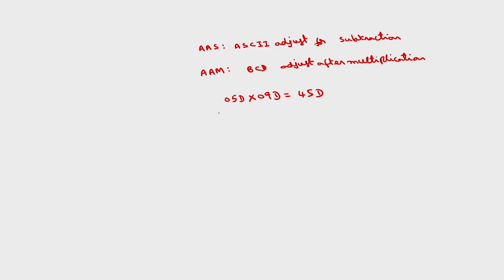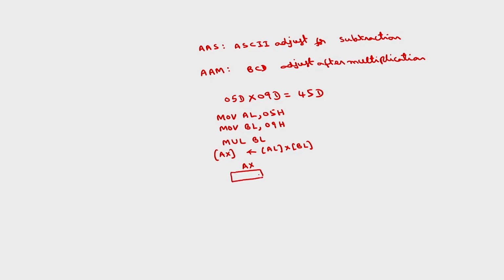Now, to perform this multiplication I will take one of them into AL, 05, but even though I have given decimal, by default it will be taken as hexadecimal. Similarly, if I write MOV BL, 09, it will be taken as hexadecimal. If I write MUL BL, we know that inside the operation it will be AL into BL and the result is stored in AX. So, what will be the contents of AX after this? The hexadecimal equivalent of this 45.